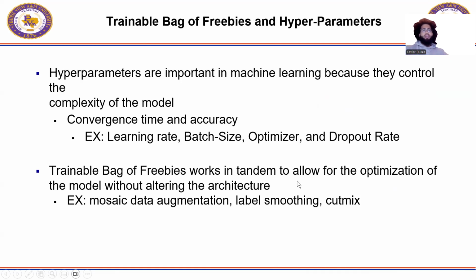that all decisions are necessarily based on a single weighted layer. The trainable bag of freebies works in tandem with hyperparameters for a lot of the optimization of the model without altering the architecture. Some of these things include mosaic data augmentation, label smoothing, and cut mix, where literally you crop parts of photos and slap them on other photos. Mosaic data augmentation, where you use multiple photos and combine them as a whole to make a larger photo and learn that way.